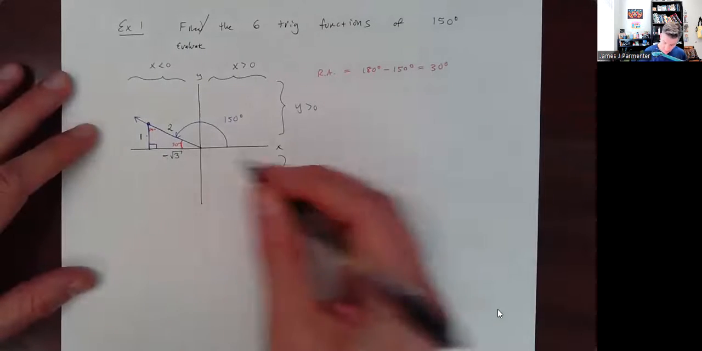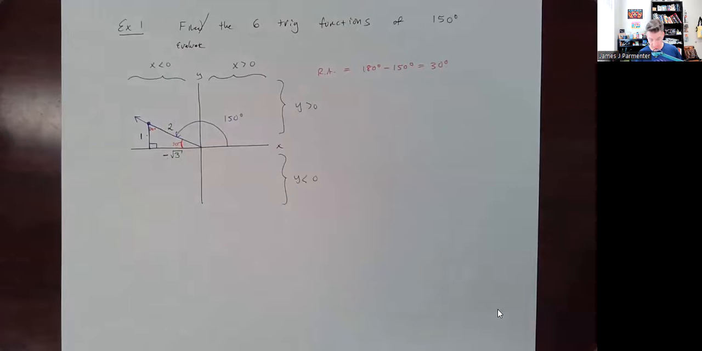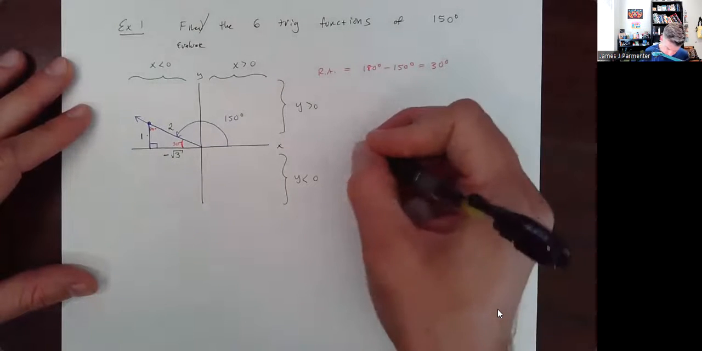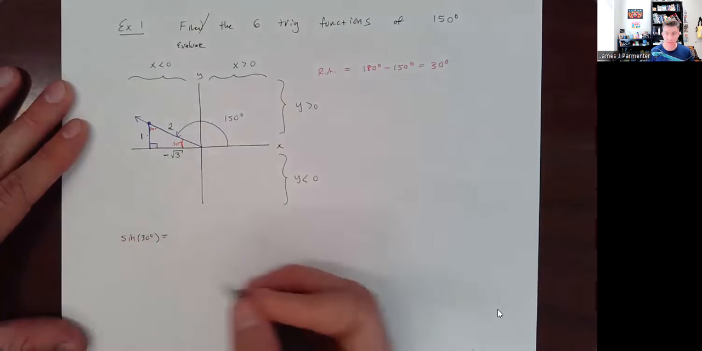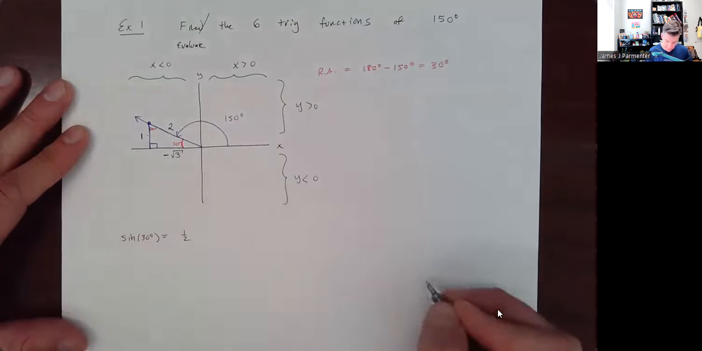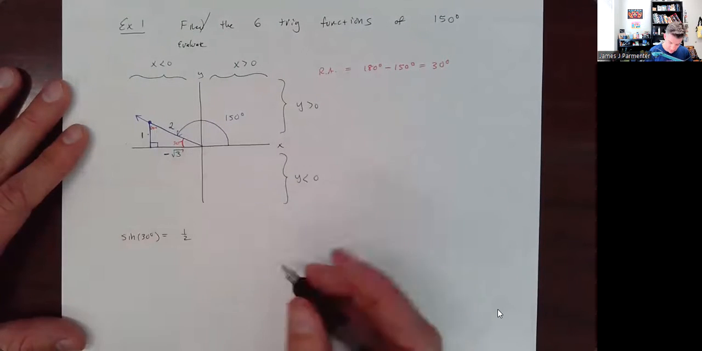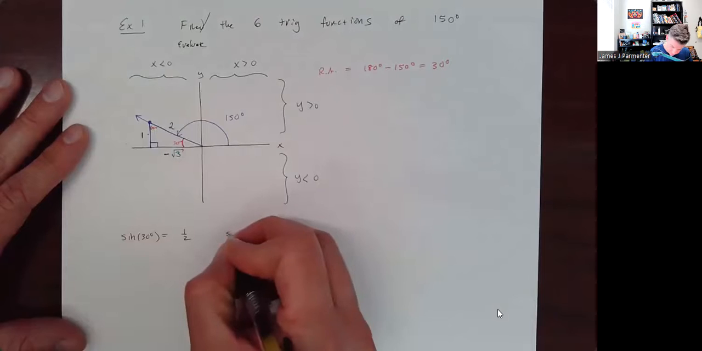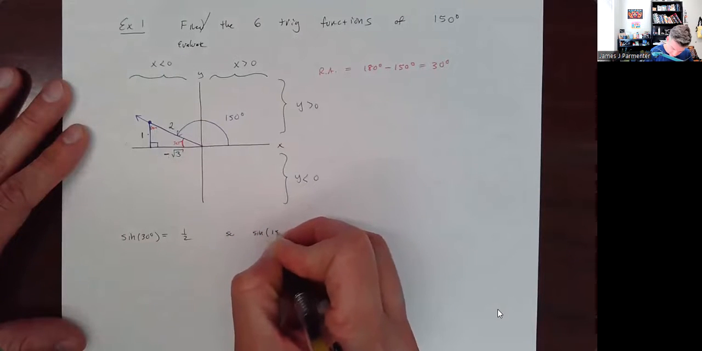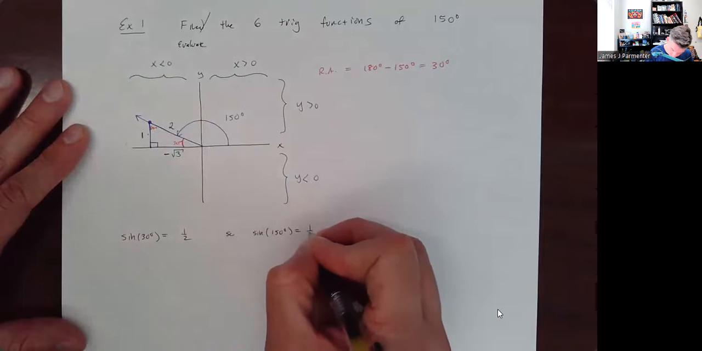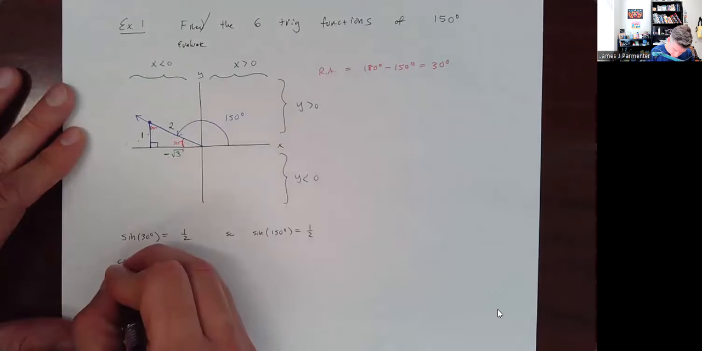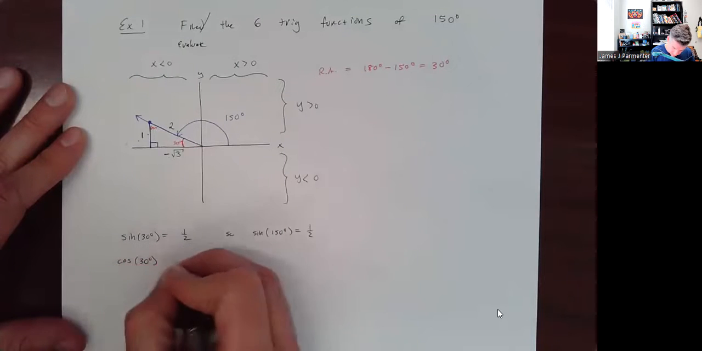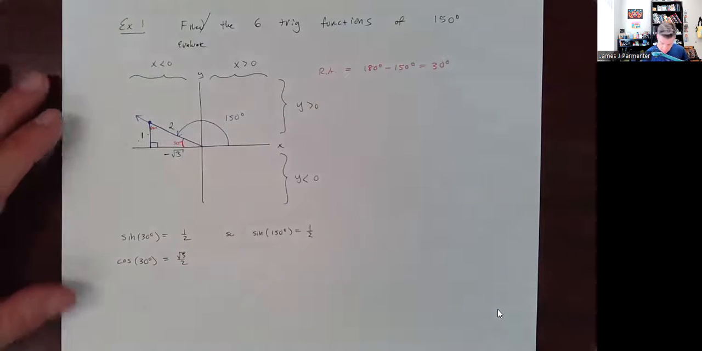We know from the previous page that sine of 30 degrees is opposite over the hypotenuse, which is 1/2. Based on this triangle, we can say that sine of 150 degrees is also 1/2 because the opposite is 1, hypotenuse is 2. Cosine is going to be a different story. Cosine of 30 degrees is positive √3/2. We literally just did it on the previous page.